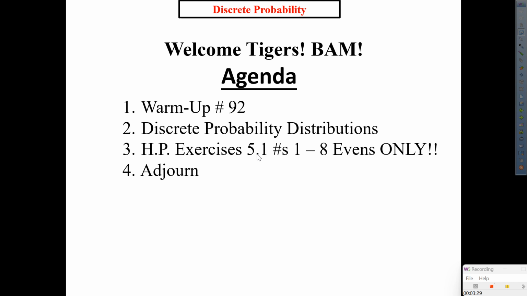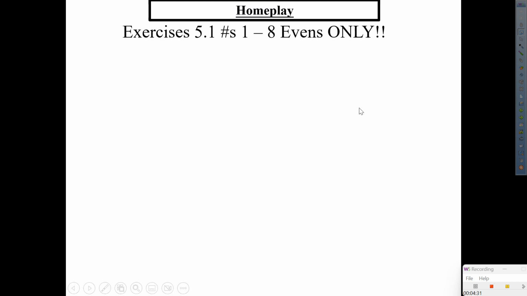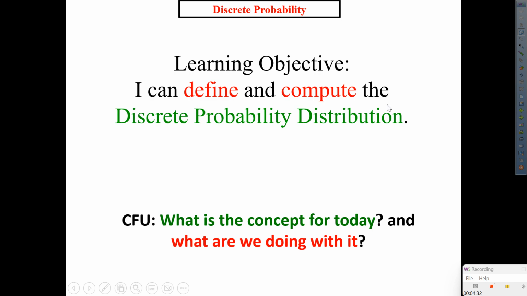So your homework for tonight, for 5-1, you're going to do numbers 1 through 8 evens only. So make sure you get to that practice. And reminder, there are no late assignments for chapter 4, fourth quarter, yeah. All right, we good? So, get a Cornell note going, please. I can define and compute discrete probability distribution.